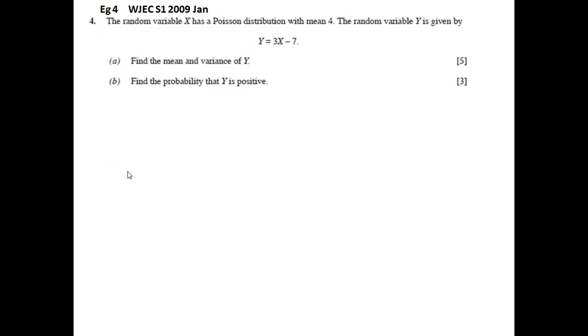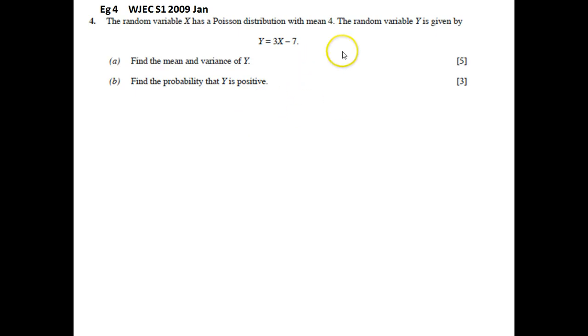An example from a previous WJEC paper. The random variable x has a Poisson distribution with mean 4, and the random variable y is given by this combination. Find the mean and variance of y and find the probability that y is positive.